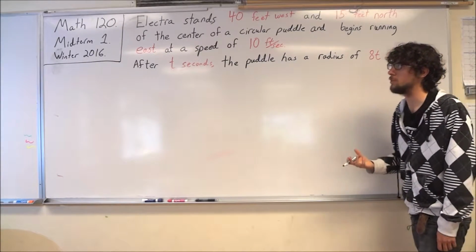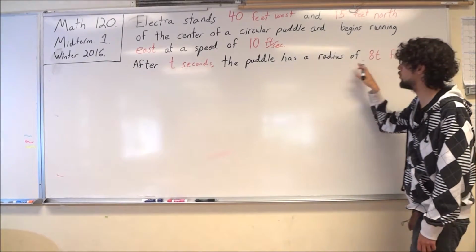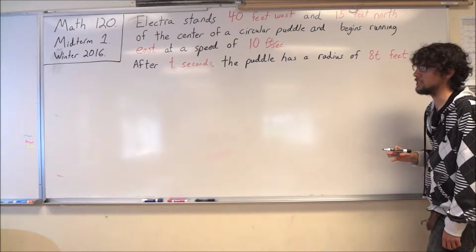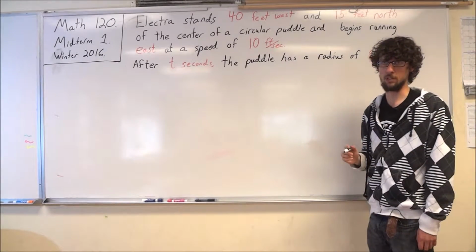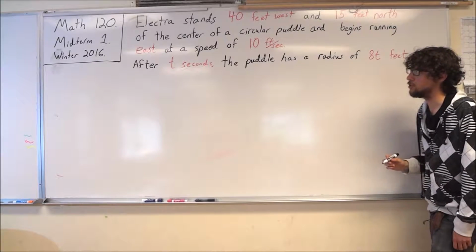And she begins running east at a speed of 10 feet per second. And it gives us one more piece of setup information. It says after t seconds, the puddle has a radius of 8t feet. So the puddle is growing with respect to time.